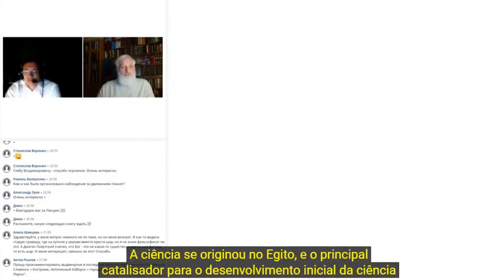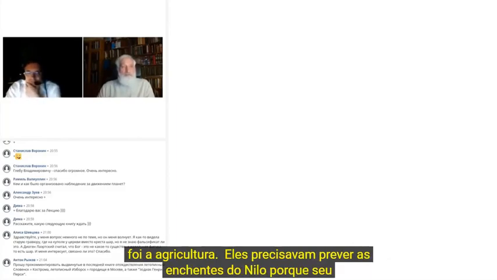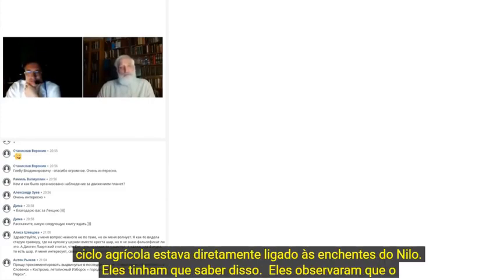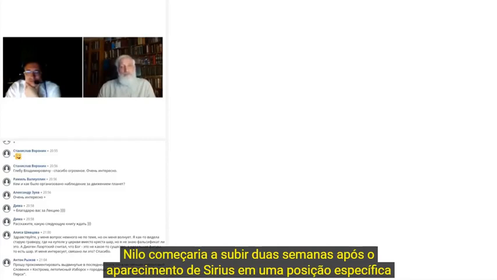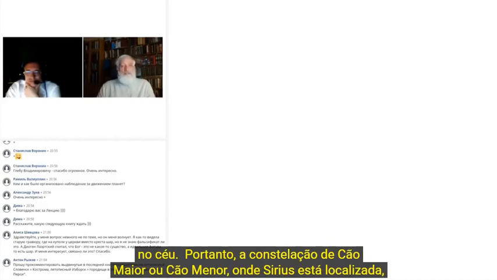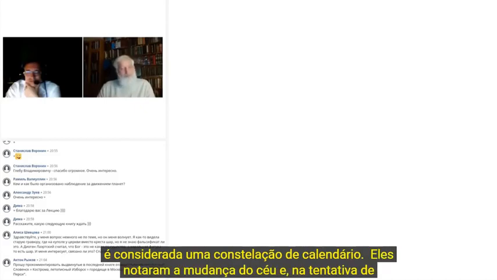The science originated in Egypt, and the primary catalyst for the initial development of science was agriculture. They needed to predict the floods of the Nile because their agricultural cycle was directly linked to them. They had to know this. They observed that the Nile would start to rise 2 weeks after the appearance of Sirius in a specific position in the sky. Therefore, the constellation Canis Major or Canis Minor, where Sirius is located, is considered a calendar constellation.